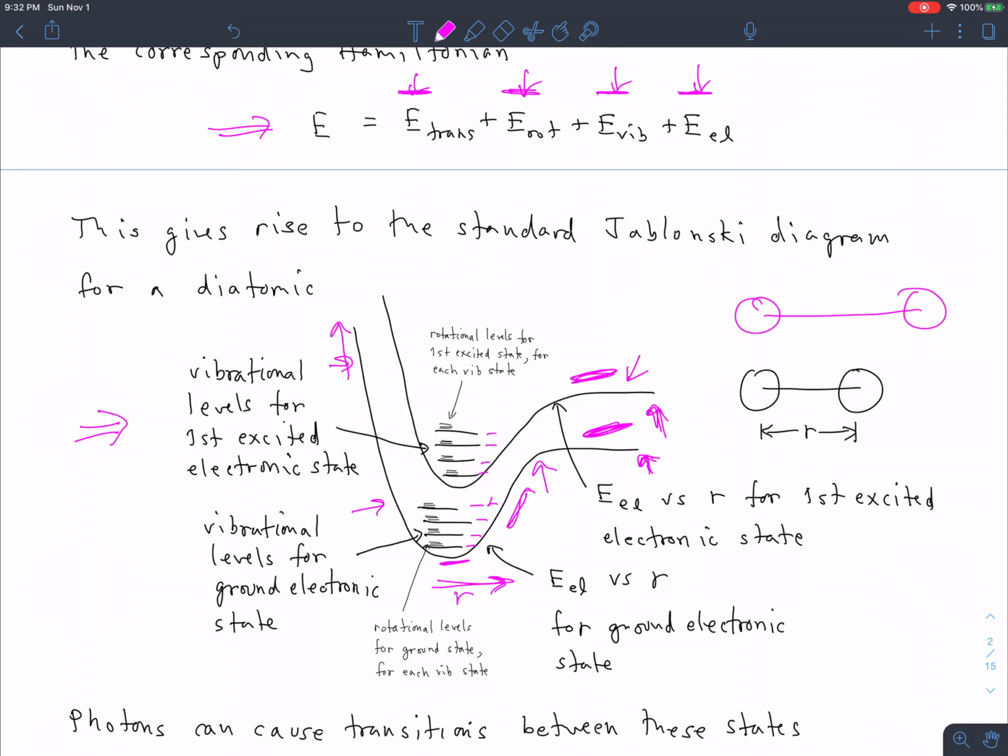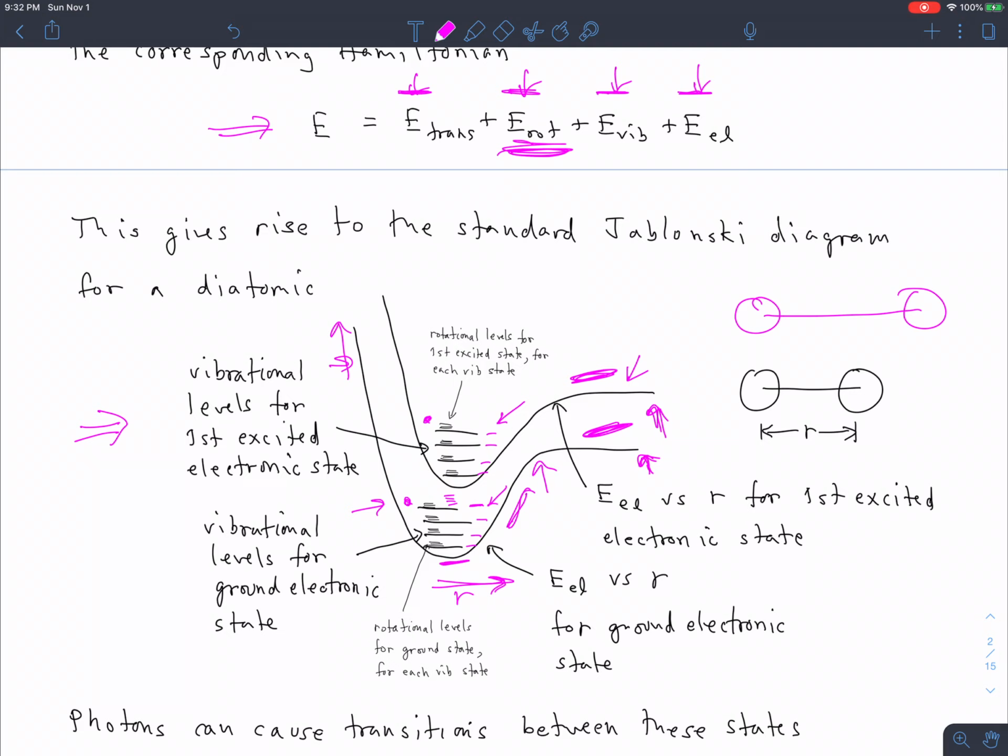These are the vibrational levels for the ground electronic state. These are the vibrational levels for the first excited electronic state, and they aren't the same. I've drawn them roughly the same here, but the spacings between these levels are not the same in the two electronic states. And then on top of those vibrational states, there's a bunch of little rotational states that come from the rotational part of the overall Hamiltonian as well.